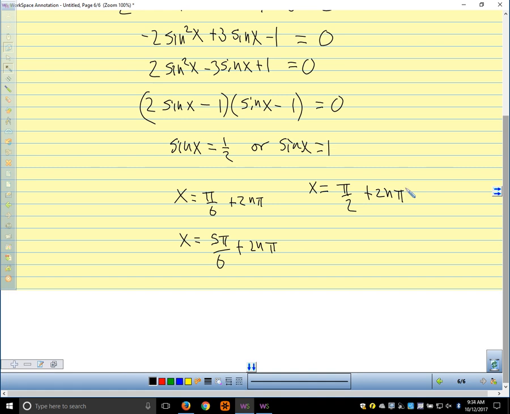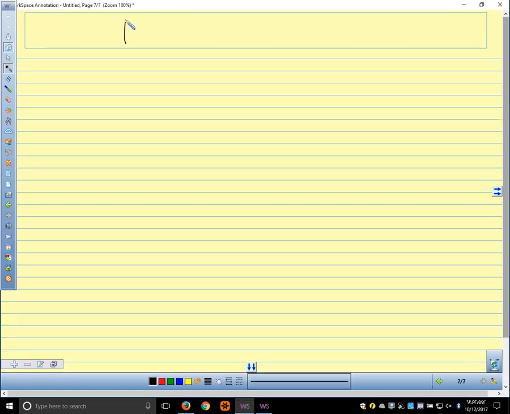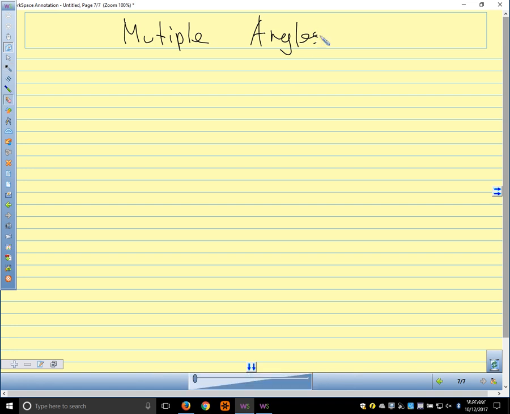All right, questions there? All right, one more type of equation that we need to talk about, slightly different than these, and I'm going to kind of work two problems in parallel. We need to talk about multiple angles. And the method for solving these multiple angle equations is exactly the same, except for one step at the very end.